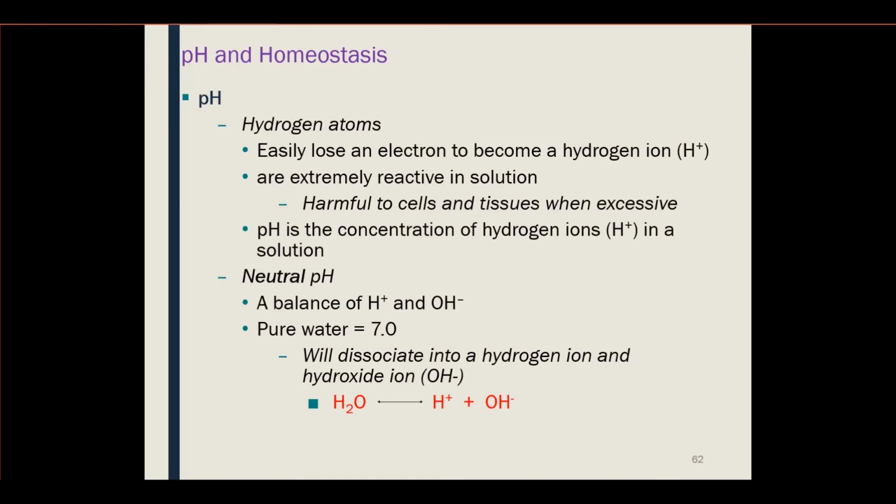So, in order to understand pH, we need to discuss hydrogen atoms. If you had your periodic table out and you looked, you would see hydrogen in that top left-hand corner. It has the atomic number of 1, which tells us that it has one proton. The number of electrons equals the protons, so it has 1 electron, and its atomic mass is about 1, so that means it has no neutrons.